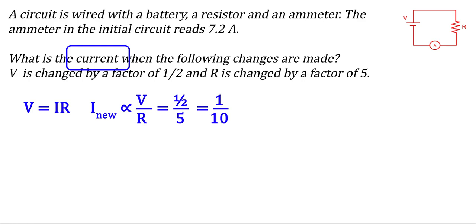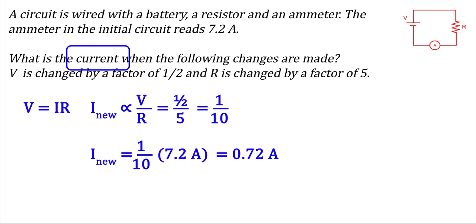And in the past, this is where we stopped. But now, because I know what the initial circuit reading is, and I'm asked for an actual value of current, I'm going to take this 1/10 and multiply it by the original amount to find my new value of current, 0.72 amps.